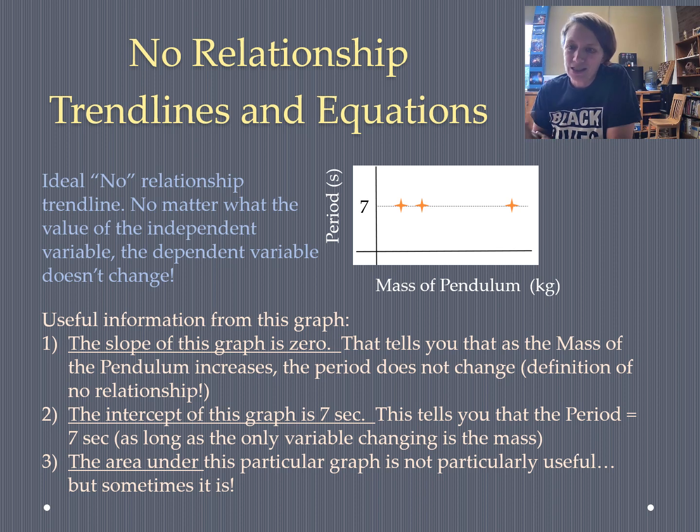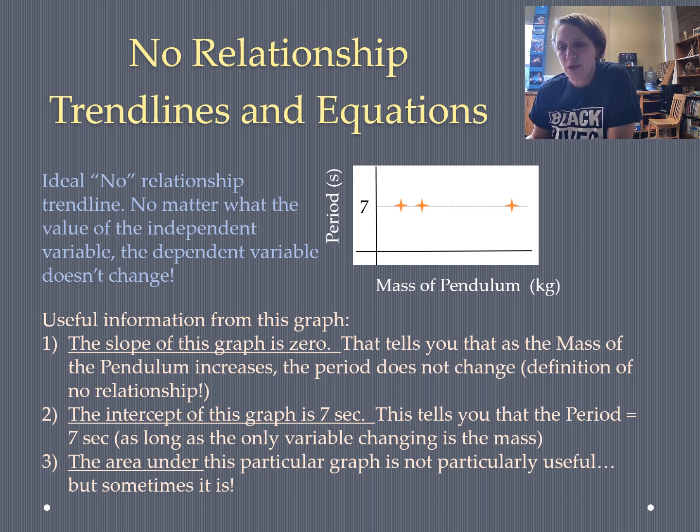This tells me that as the mass of the pendulum increases, if I put more mass on my swing, the period is not going to change. You also can learn something from the intercept of this graph, which in this case is 7 seconds. That tells me that for the pendulum that I'm looking at on the planet that it's on, it's always going to take 7 seconds to get back and forth, regardless of the mass that you put on it.